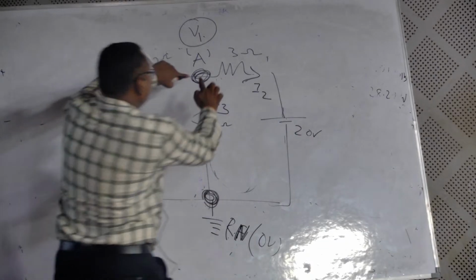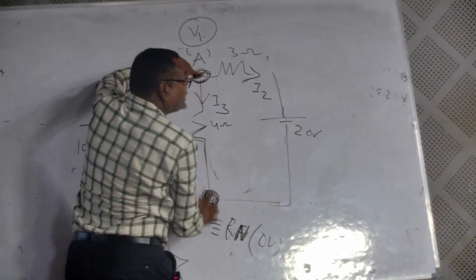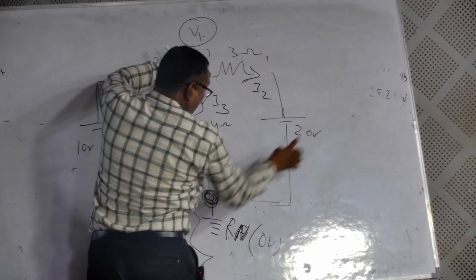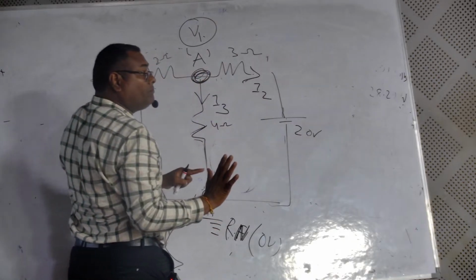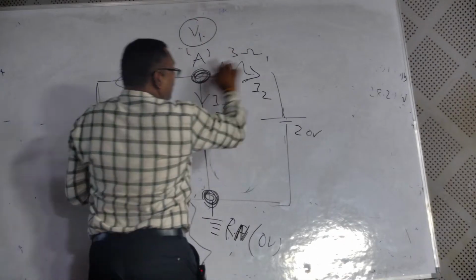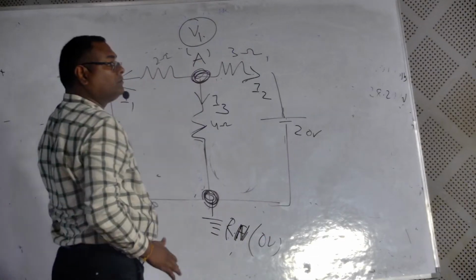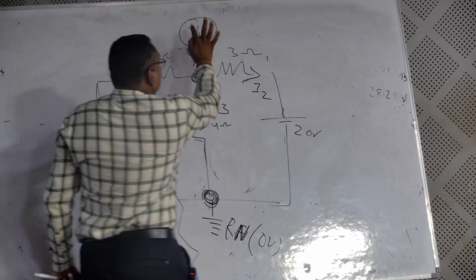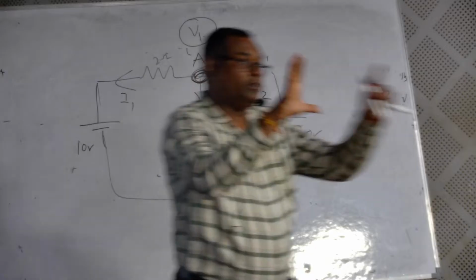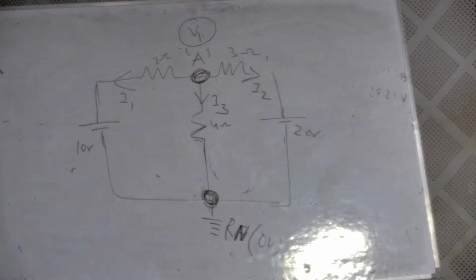Now come to this branch. How many voltages are there? V1, 20, 0. The current will flow from higher potential. My assumption is that V1 is higher compared to all the other voltages in this branch. So higher to lower. That's why we take the currents away from the junction.